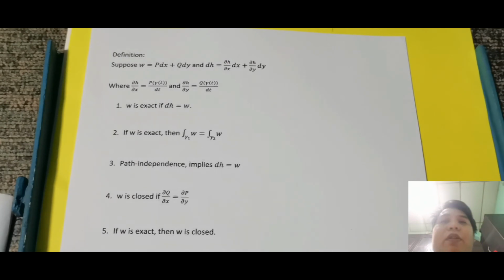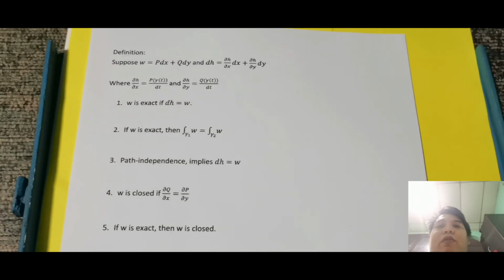Okay, so let's have definition. So, ito nga yung PDX plus QDY. So, suppose W is equal to PDX plus QDY. So, kung napansin mo, ano ba yung PDX plus QDY na yan? So, siya yung tawag dito, siya yung parang derivative or parang differential. So, si PDX plus QDY, siya ay differential ng two different function, P and Q. Okay, so nirepresent natin siya as W.